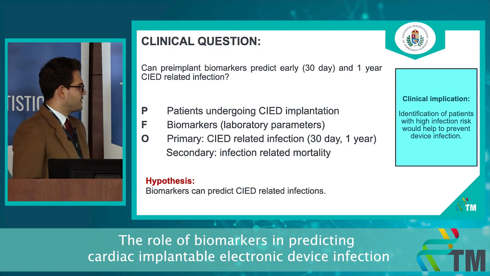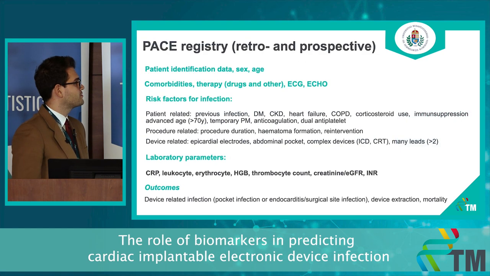We are planning to enroll patients who are undergoing device implantation, and we are gathering data about their pre-implant biomarkers, our outcomes being primary outcome CIED-related infection, and our secondary outcome is mortality related to infection. We think that these pre-implant parameters can somehow predict and identify patients who are at high risk of infection. And if we can identify these patients, then we maybe can prevent device-related infection.